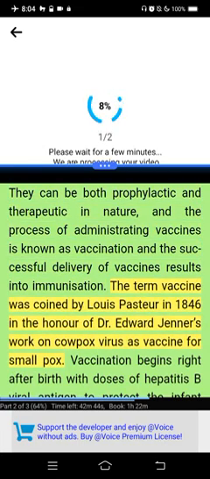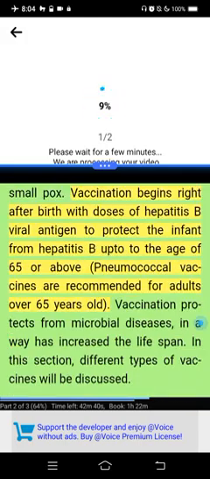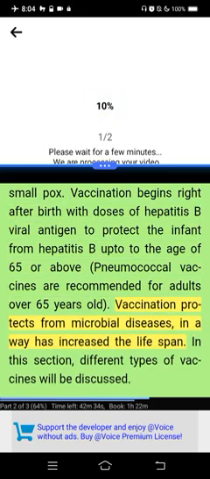The term vaccine was coined by Louis Pasteur in 1846 in honor of Dr. Edward Jenner's work on cowpox virus as a vaccine for smallpox. Vaccination begins right after birth with doses of hepatitis B viral antigen to protect the infant from hepatitis B, and continues up to the age of 65 or above. Pneumococcal vaccines are recommended for adults over 65 years old. Vaccination protects from microbial diseases and in a way has increased the lifespan.